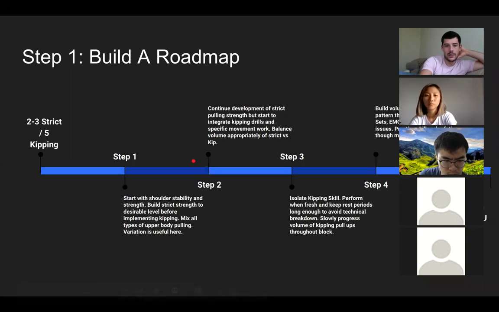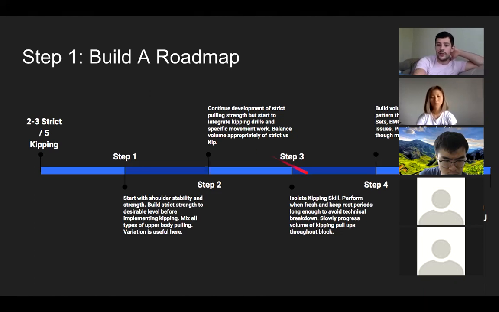You then move on to step number 2. You'd continue developing strict strength and start implementing some kipping drills to work on the technique involved. Once you move on from there, you'd isolate your kipping skill. This means there'd be no fatigue involved and you'd be at very low reps. You're working on developing that technique and skill, while still developing a bit of strength and maintaining it. Then your final step towards your 20 unbroken is to take that a step further and build volume on that kipping movement. You would practice it under a little bit of fatigue, you'd up the volume, and you could use EMOMs here.